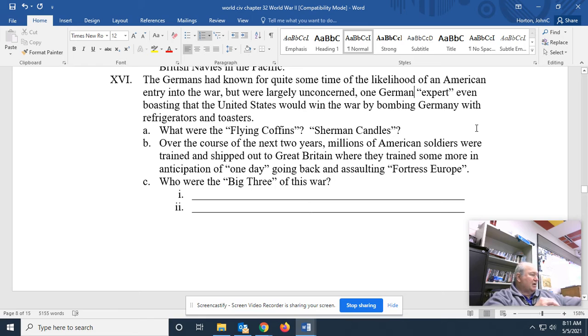Sherman candles were what the German tank commanders called the M4, the standard United States Army tank, the Sherman tank. Germans called them Sherman candles because if you hit them, they'd go up like a candle because they were powered by gasoline. Gasoline, as you know, is not only combustible, it is an accelerant. The German tanks were powered by diesel, which, yes, burns, but not like gasoline.